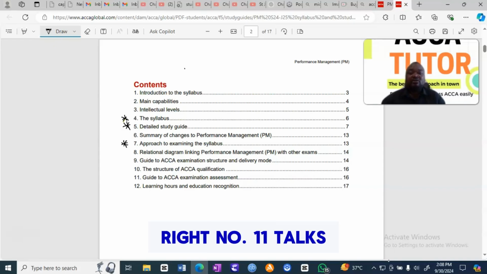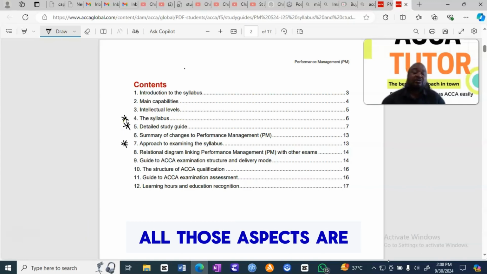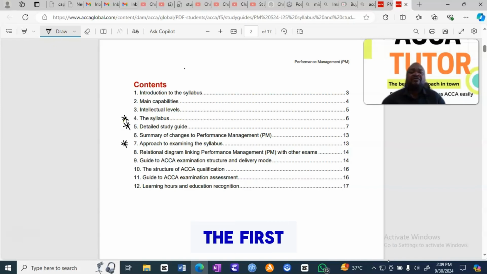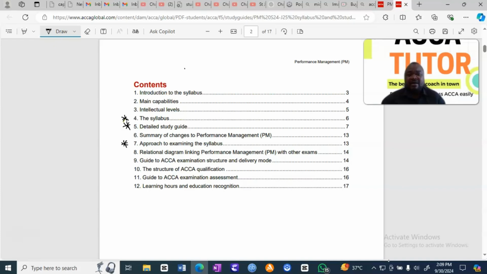Number 11 talks of the guide to ACCA examination assessment. And number 12, learning hours and education recognition. All those aspects are also important. So in this particular video, we are only going to dedicate ourselves to items number 2 and 3. And number 4 is also going to be tackled, given the time constraint.